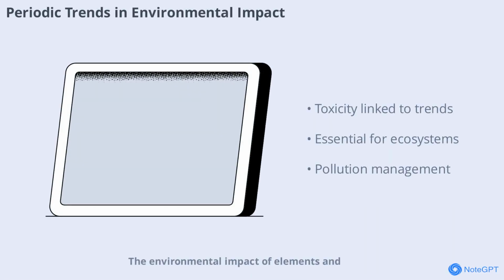The environmental impact of elements and their compounds is influenced by periodic trends. For example, heavy metals like lead and mercury are toxic due to their position and properties, while elements like carbon and nitrogen are essential for ecosystems. Understanding these trends helps in managing pollution and promoting sustainability.